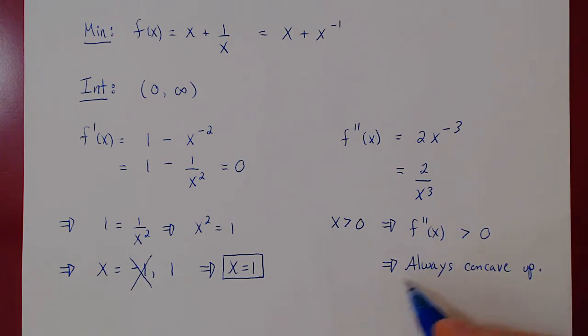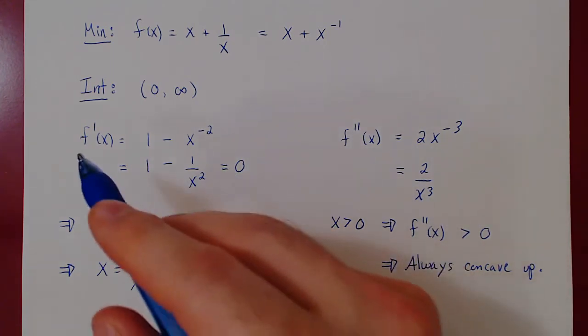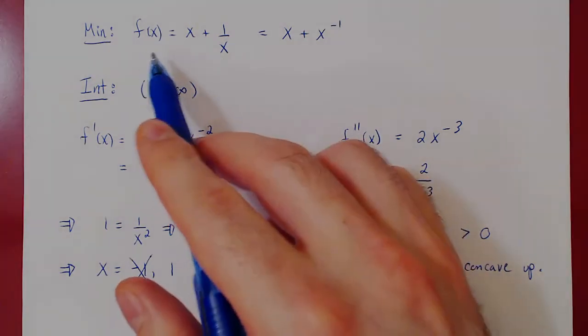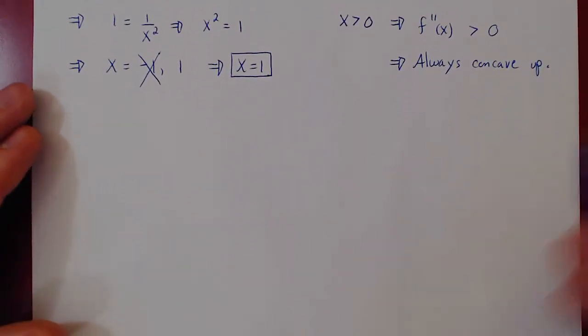And the key word here is always. For any positive value of x, the second derivative is positive, therefore the curve is always concave up. And at x equals 1, since the derivative is equal to 0, the curve is flat at x equals 1. So we know what the graph of this function would look like. We can now produce our rough sketch.